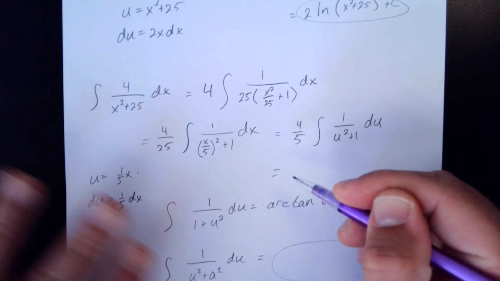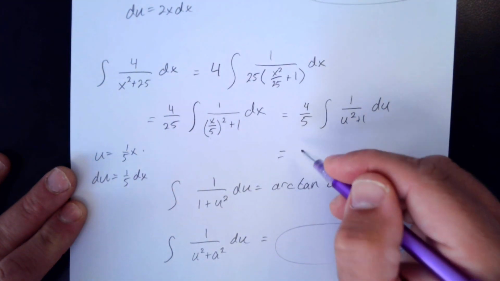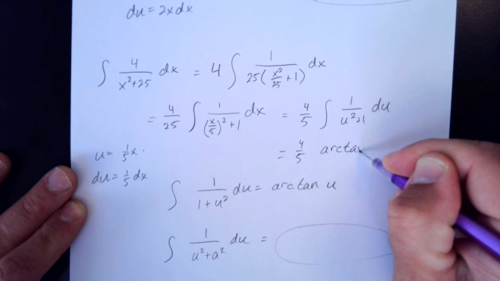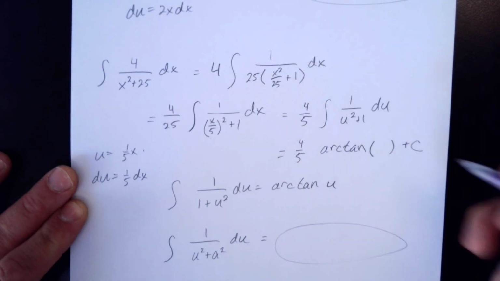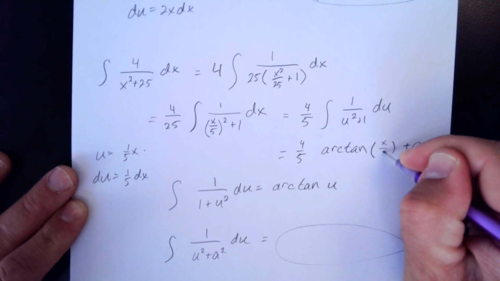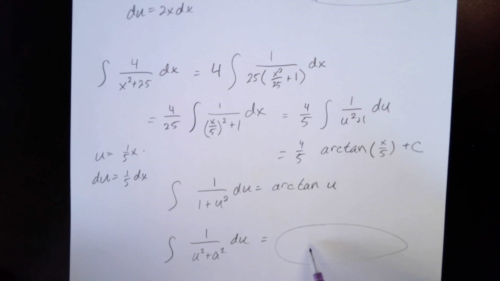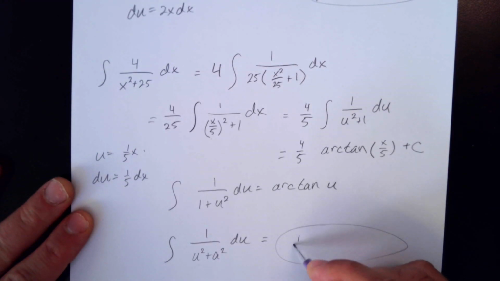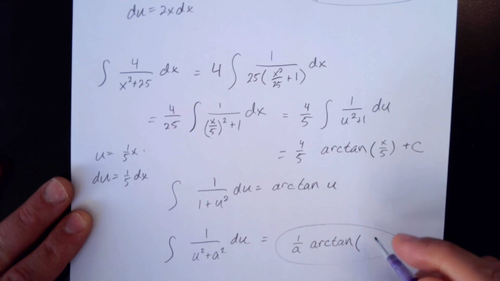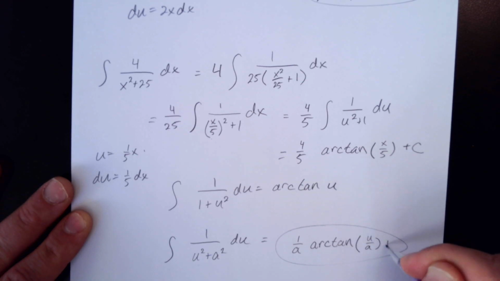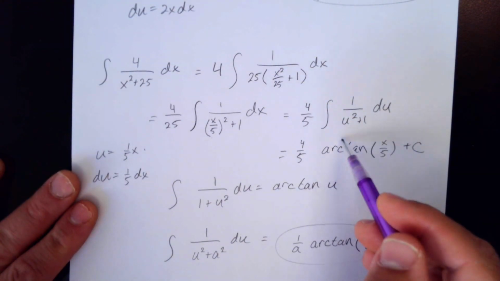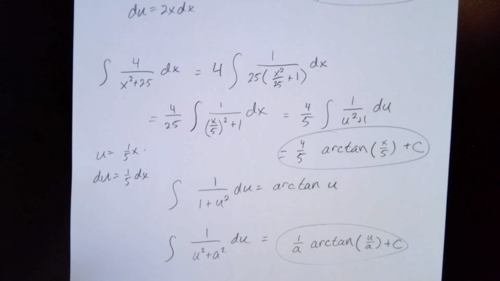Finally, I can plug into my formula. My formula right here says this is, well, there's my 4/5, and I've got arctangent of u plus c. But u is really x over 5, or 1/5 x. At this point, you may have remembered that this formula right here is 1 over a arctangent of u over a plus c. And if you have that one memorized, it makes it so you don't have to do those little substitutions. But we've done that. Okay, finally we're ready to put it all together.